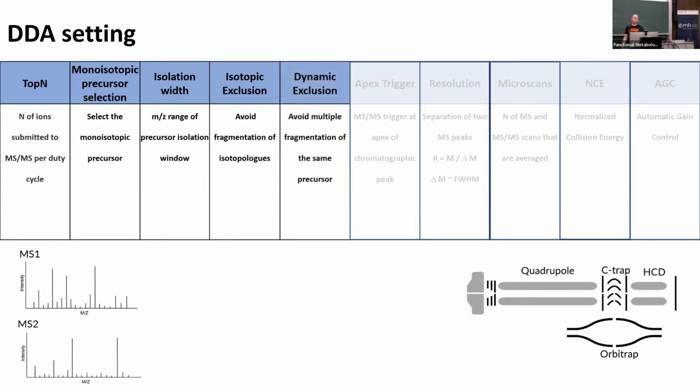Okay. So monoisotopic precursor selection is that it triggers MS/MS really on the monoisotopic one. And the exclusion is just that after this one is triggered, the next ones are excluded. Yeah, you can use one without the other.